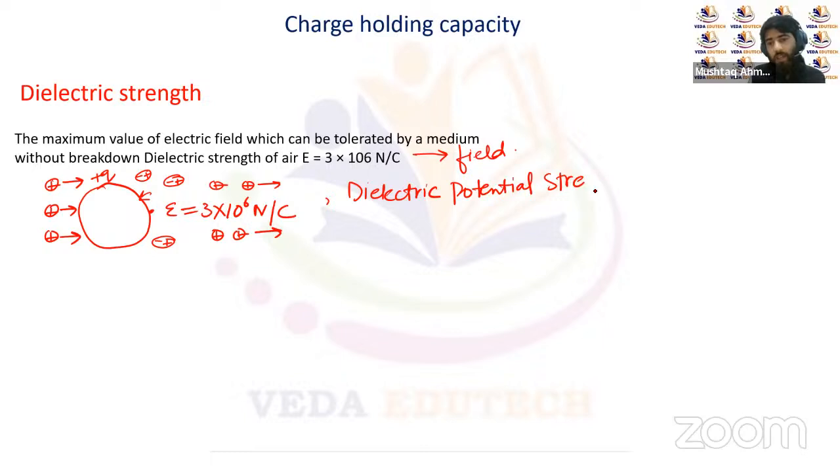So it means that, let's suppose Q charge is the maximum charge we can supply to the surface of this conductor. Then the maximum charge that can be retained on the surface of this conductor will be the capacitance of this conductor multiplied by the maximum dielectric potential strength. Let's call that Vmax. So this is the maximum charge that this conductor can hold.